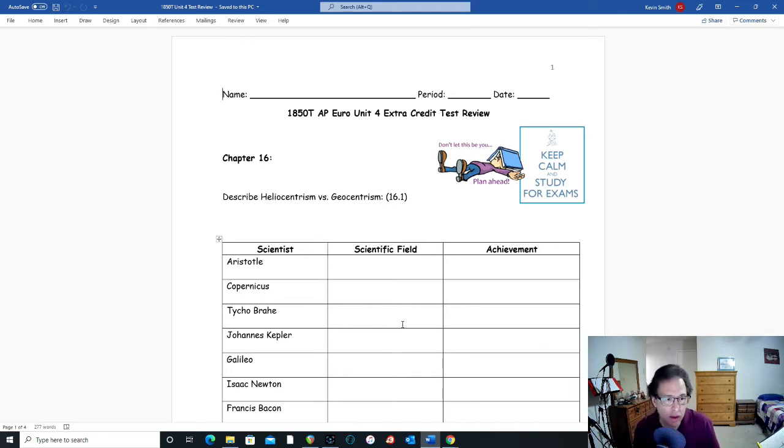We're going to start with Chapter 16. This is Chapters 16 and 18. Those two chapters comprise Unit 4. And we're beginning with describing heliocentrism and geocentrism.